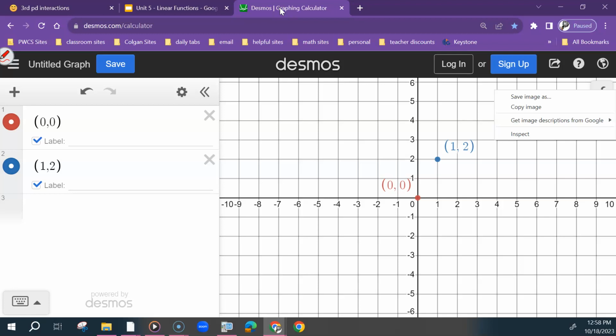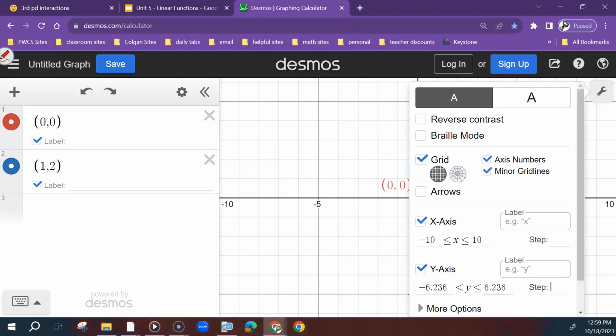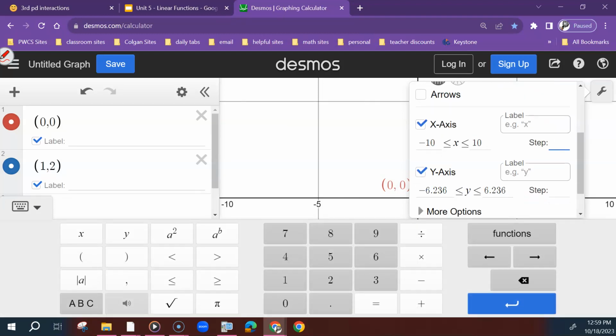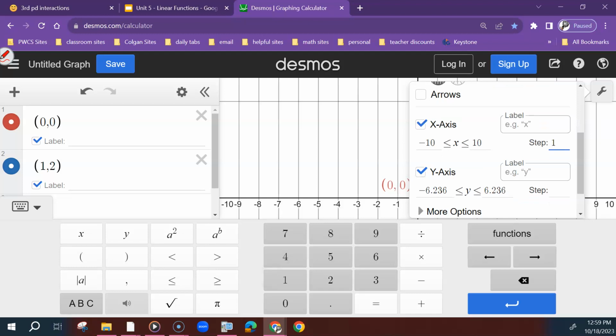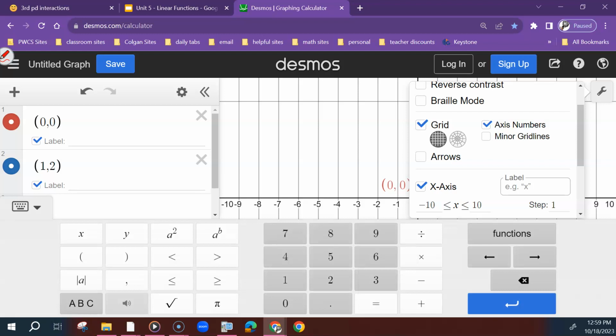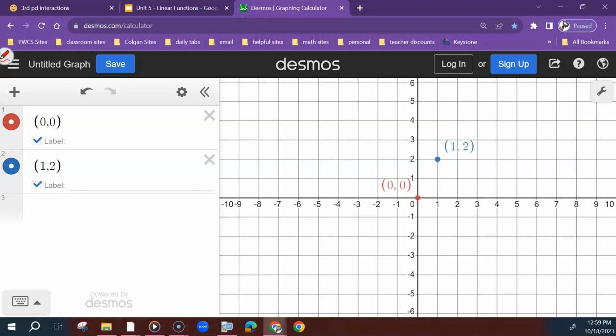Anyone need me to do that again? Right. So put in your 2 ordered pairs, go into the wrench, turn off minor grid lines, and in the 2 steps, put 1. And then I just click the wrench again to get rid of it.